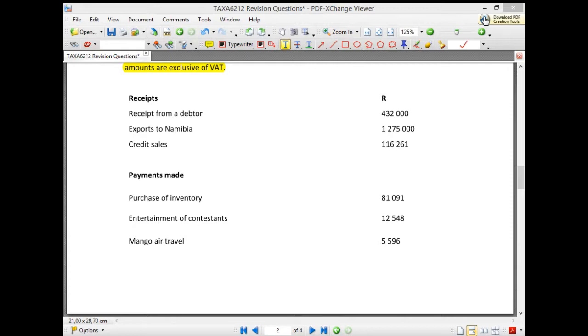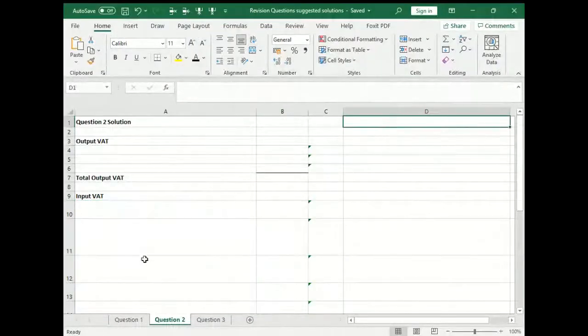So let's start with a receipt from our data. I'm just going to share the Excel file with you guys. Just let me know if you can see it. Okay, great.